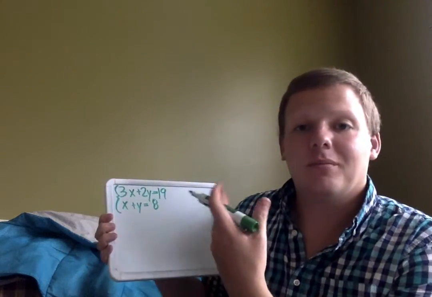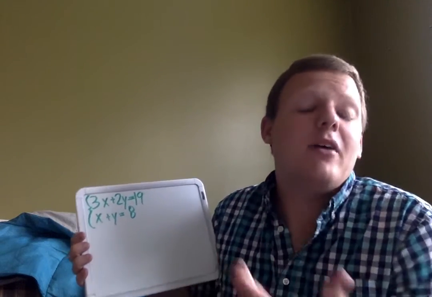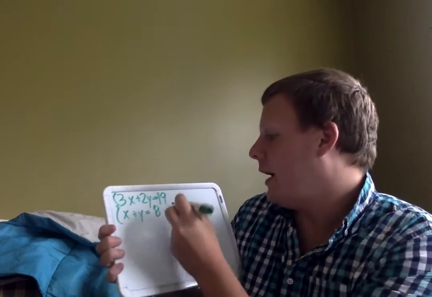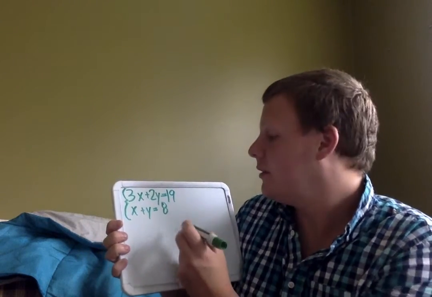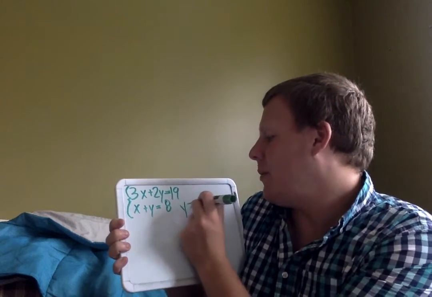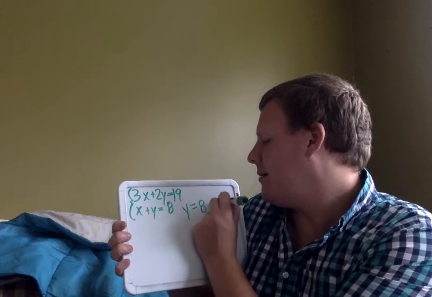Okay, now that you've had a few minutes to go over that, let's see how you did. So let's start with substitution. Walk me through how you solved the problem. Okay, you solve for y in the bottom equation. Good, so we'll subtract x from both sides, and we'll get that y equals 8 minus x.